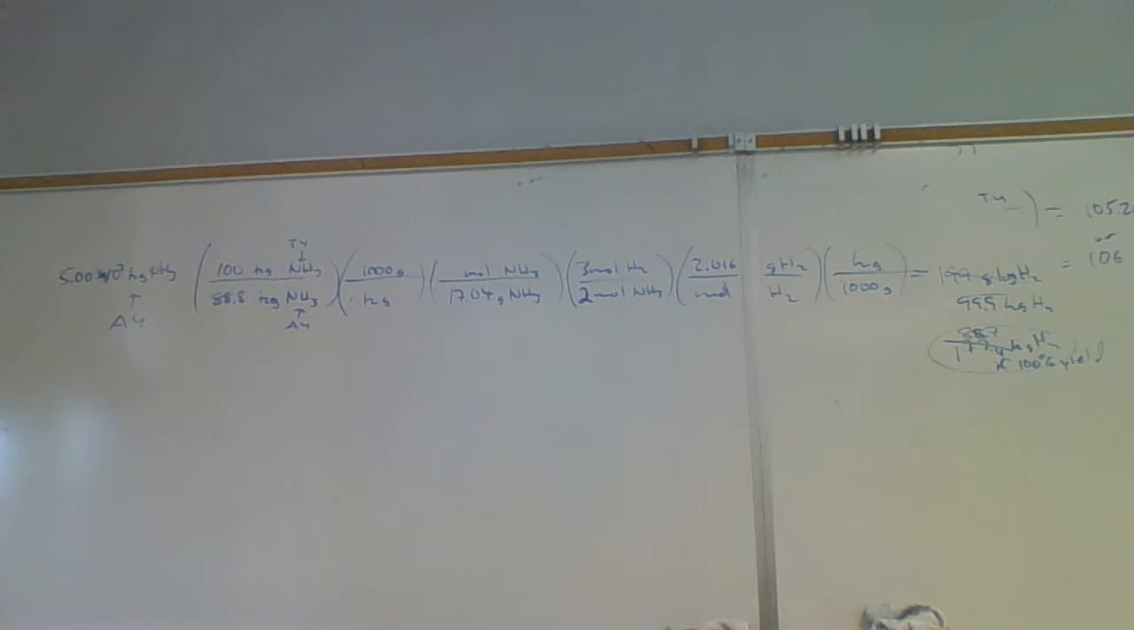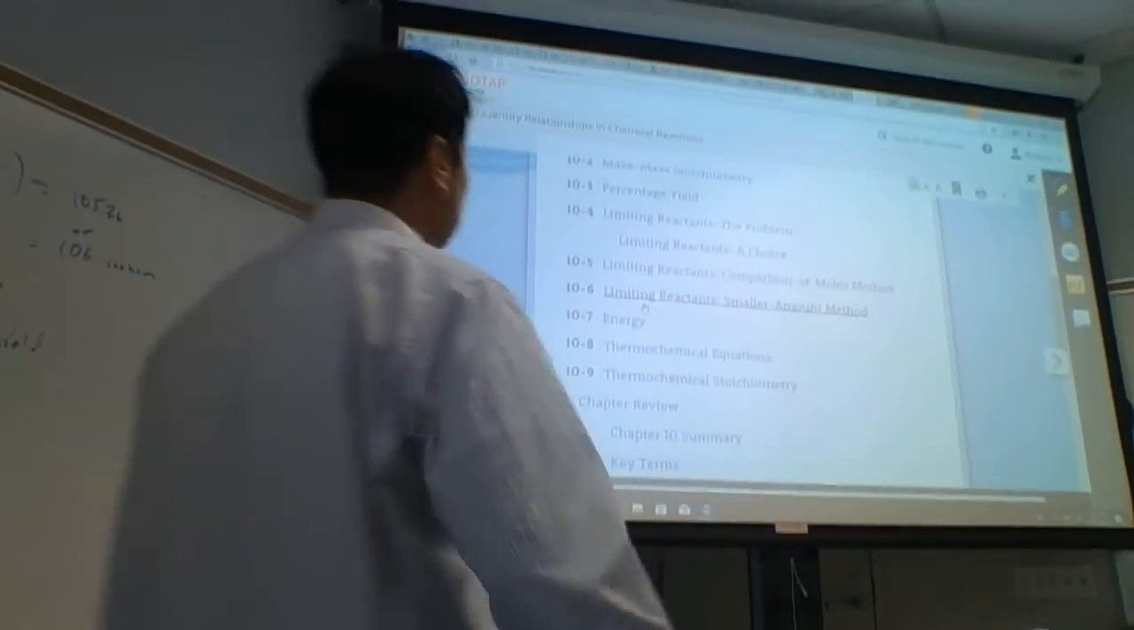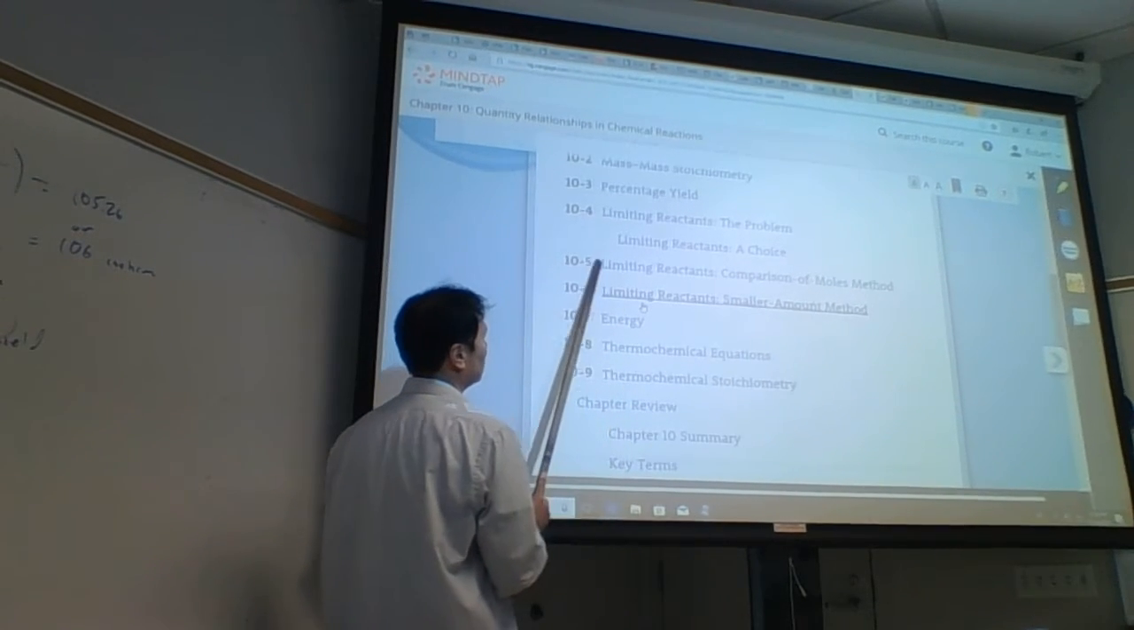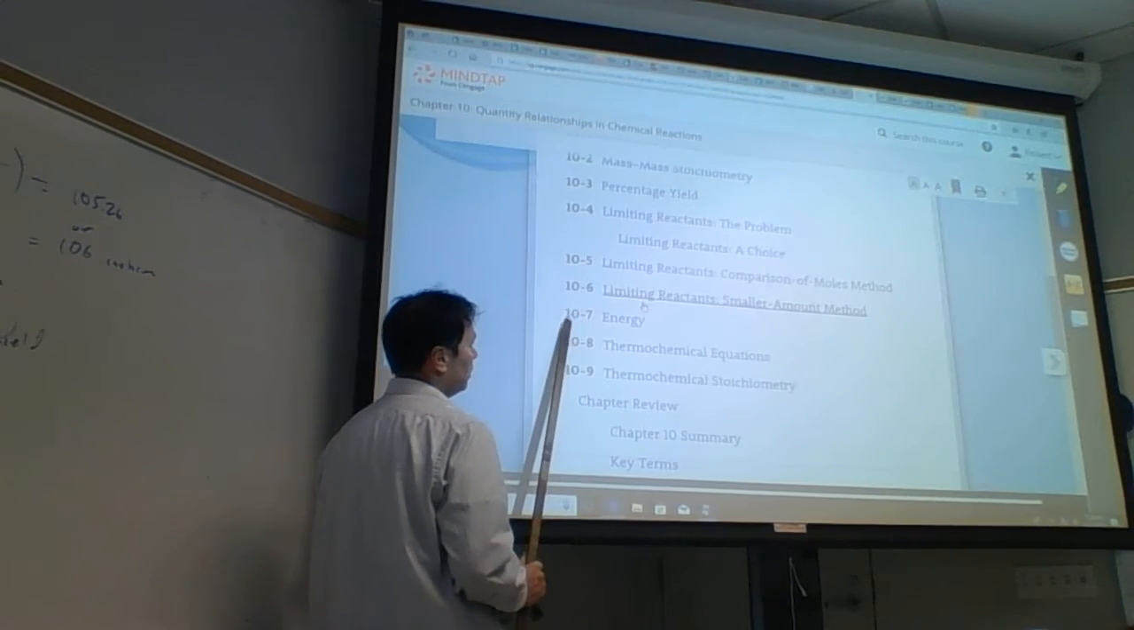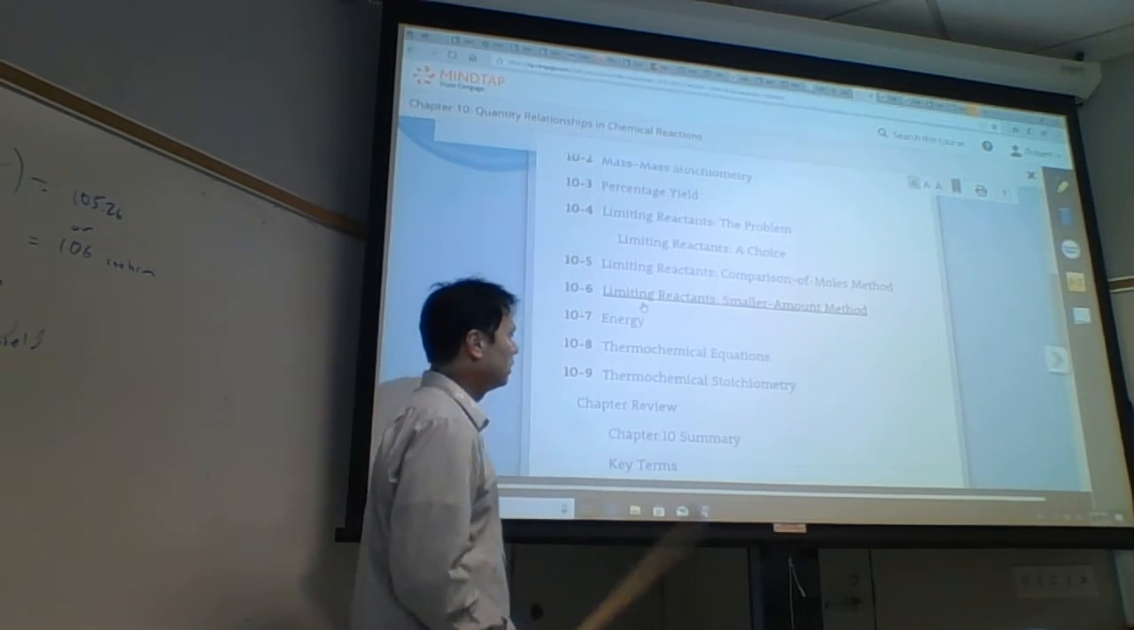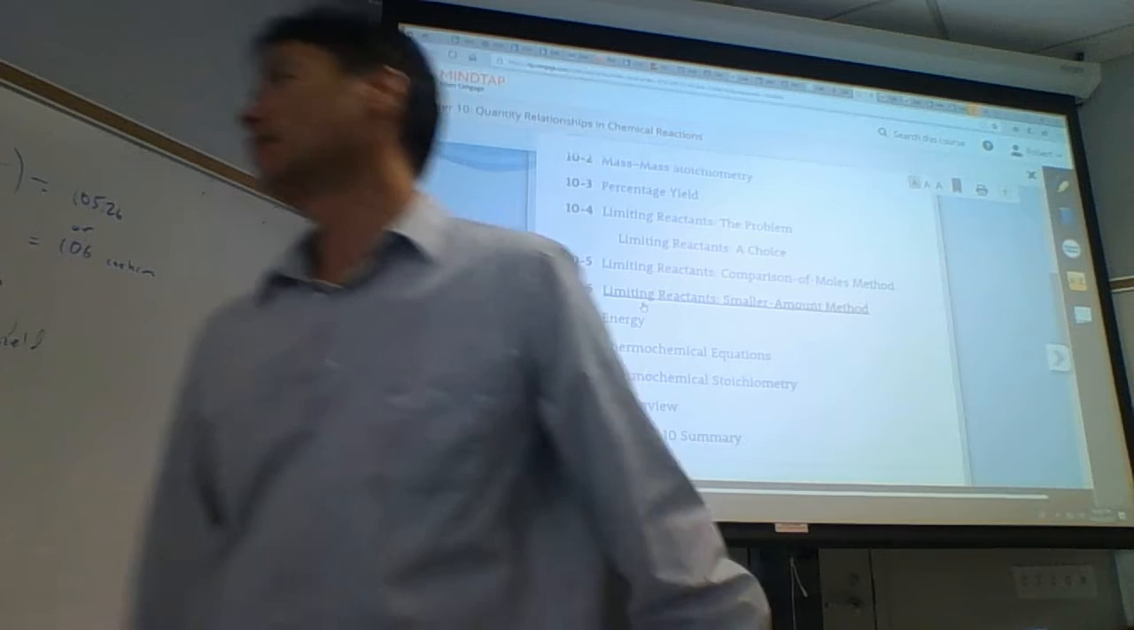We're almost done with this chapter. There's pretty much one section left in this chapter. I skipped this comparison of moles. I don't like that method, 10-5, so you could skip 10-5 as well. You could use either, unless you like it. If you're familiar with this, go ahead and use it. But I completely skipped this. So we have just energy and the thermochemical equations and thermochemical stoichiometry left to do.